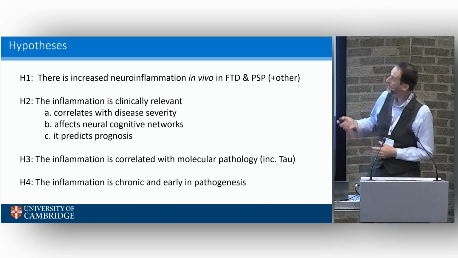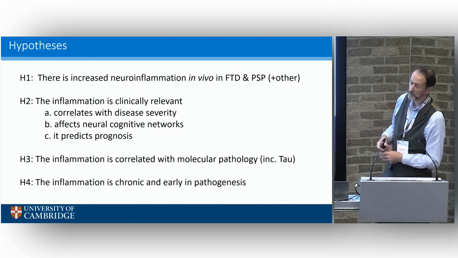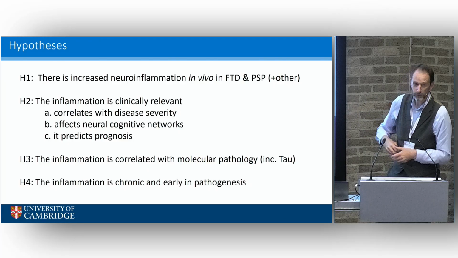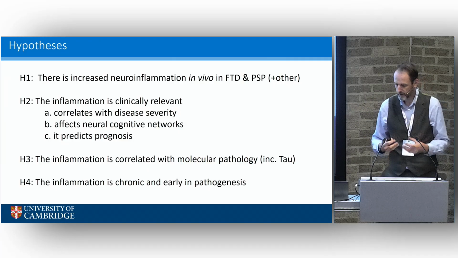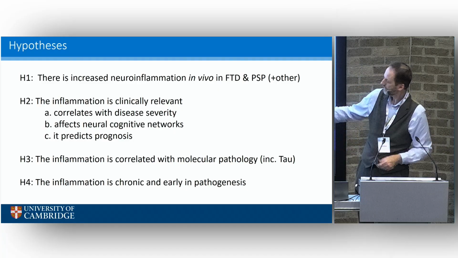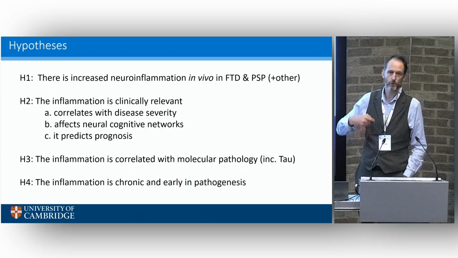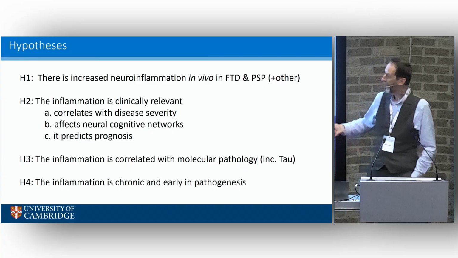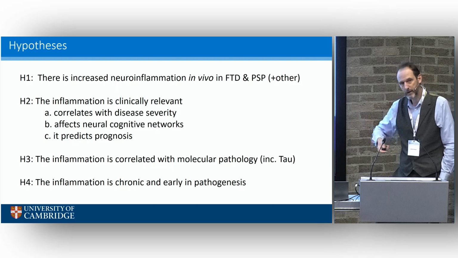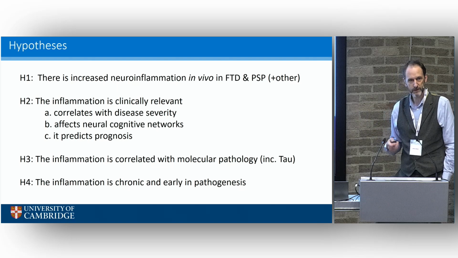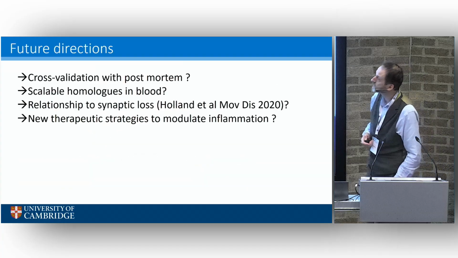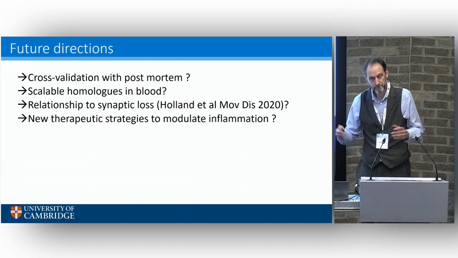And yes, we can find there is increased inflammation in FTD and PSP and Alzheimer's and Lewy body dementia. We've shown it's clinically relevant through those correlations with severity. It affects those cognitive networks, so I skipped over that a little bit, but I did focus on it predicting your outcome, the rate of decline. And it correlates with other aspects of molecular pathology, and increasingly we're getting the evidence that it starts very early in your disease course, many years before symptoms. So where next? In the last few slides.